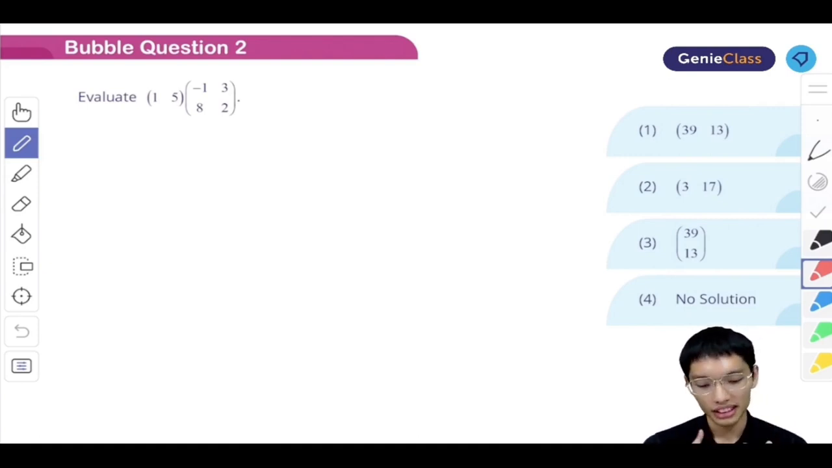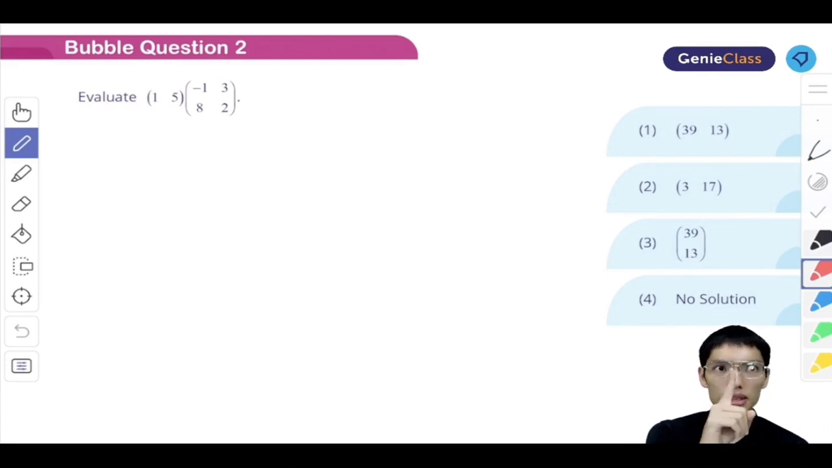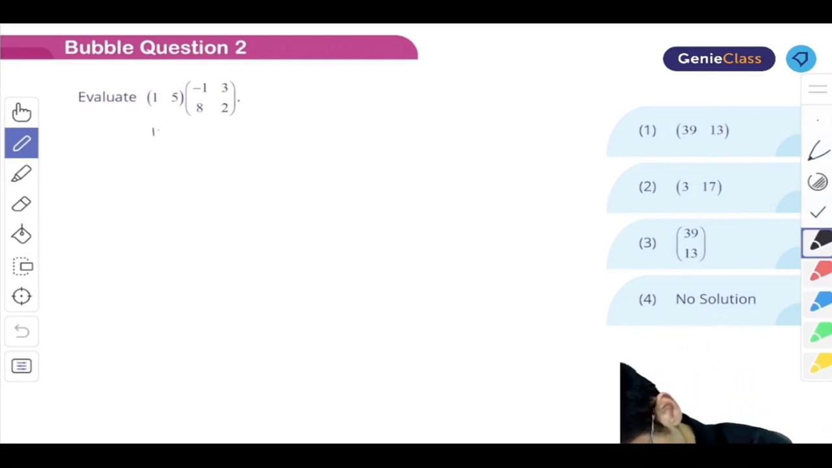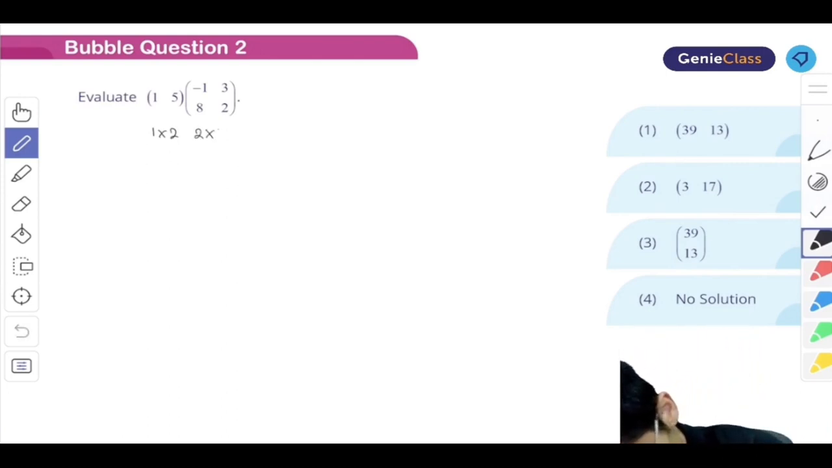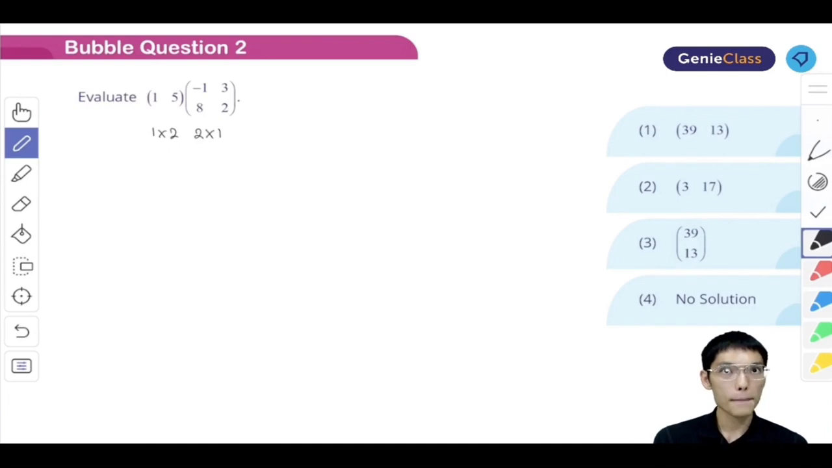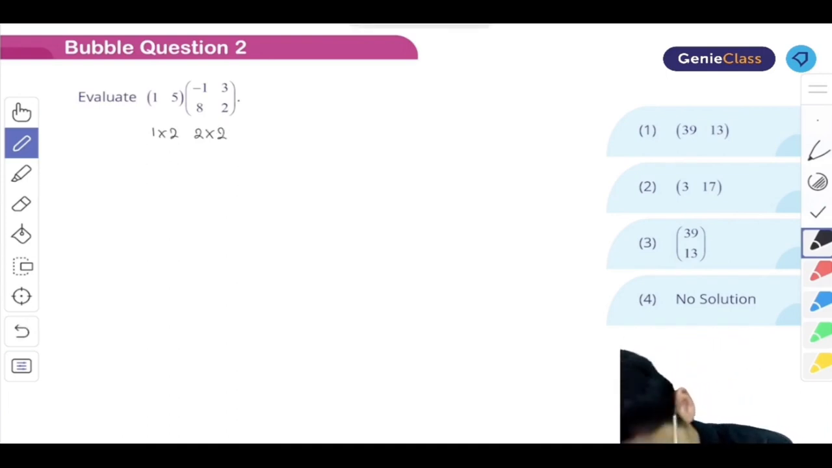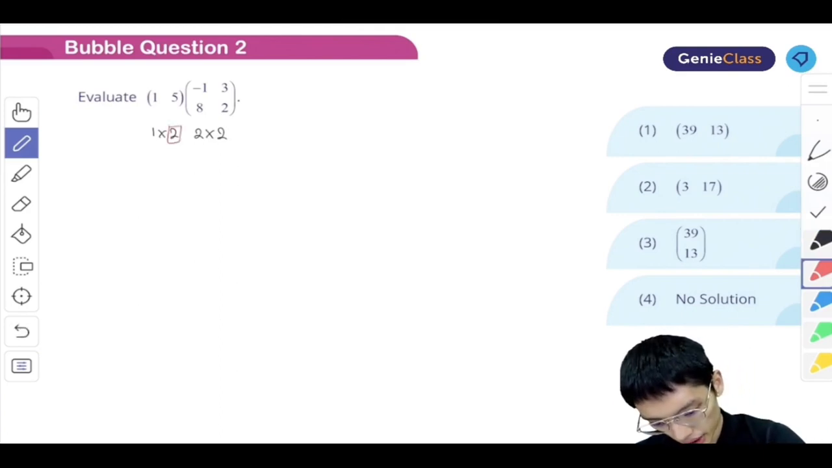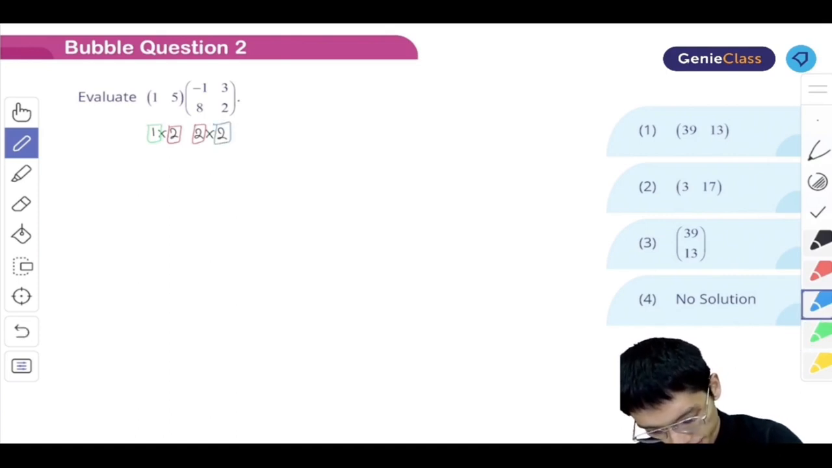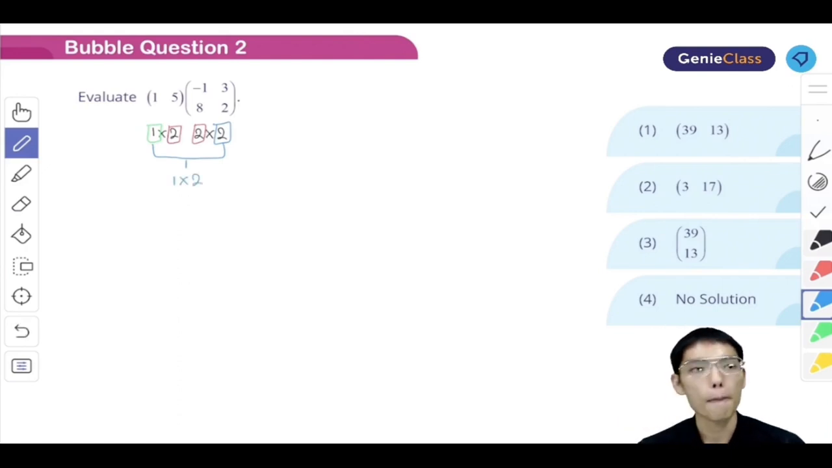Why so? Always remember, first things first. Matrix multiplication: what's the first thing that should come to mind? The columns of the first matrix should be equal to the rows of the second matrix. Are they the same? Sorry, it's not 2 by 1. If they are the same, what is the final order? Put them together: 1 by 2.